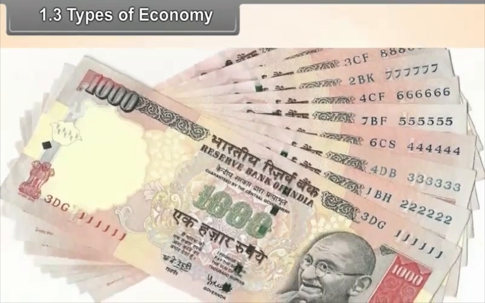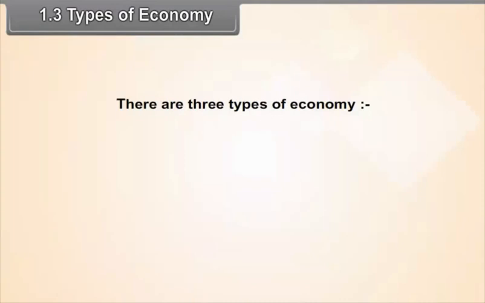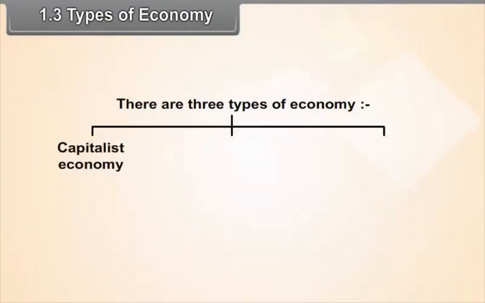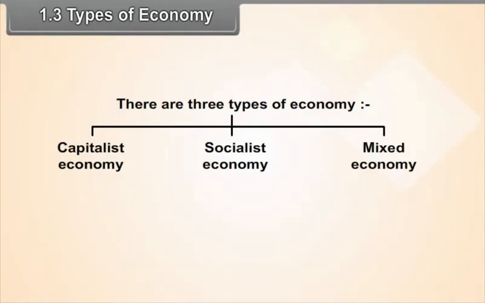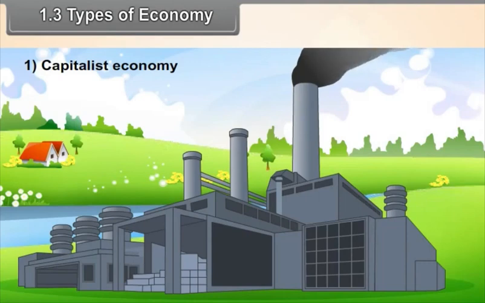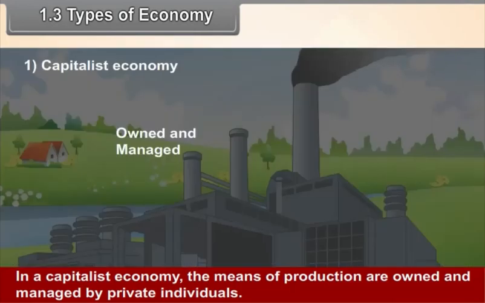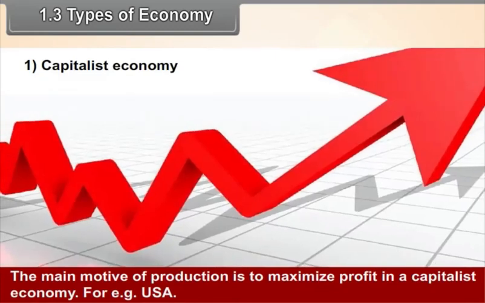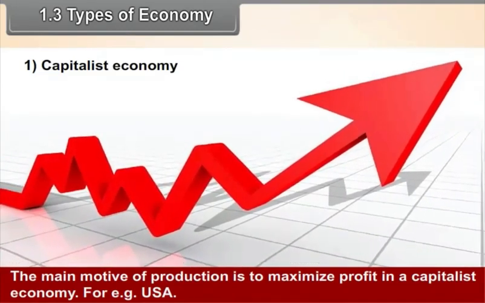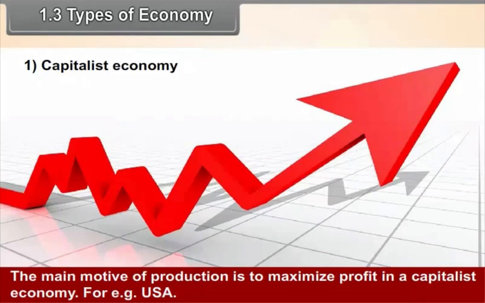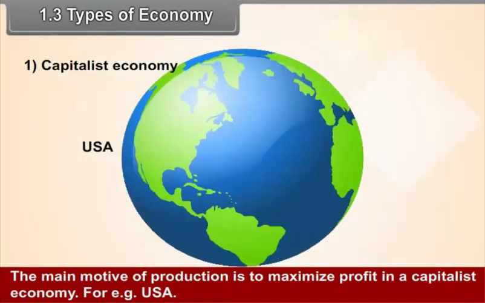1.3 Types of economy. There are three types of economy: 1. Capitalist economy, 2. Socialist economy, 3. Mixed economy. 1. Capitalist economy. In a capitalist economy, the means of production are owned and managed by private individuals. The main motive of producers is to maximize profit in a capitalist economy. For example, USA.